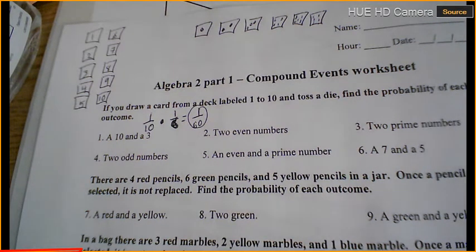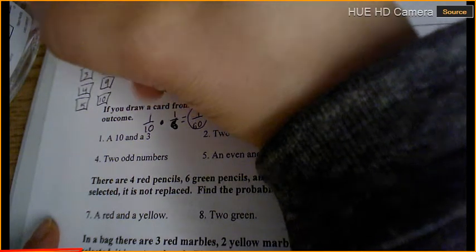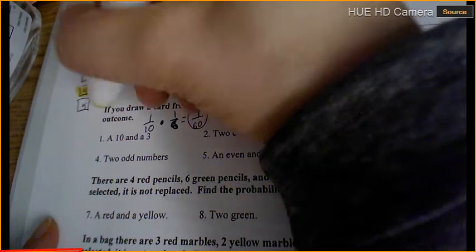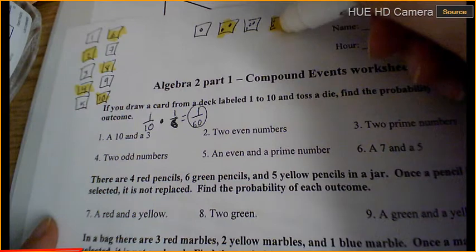Okay? All right. 2, even numbers. So let's talk about which ones of these are even. 2 is even, 4, 6, 8, 10. And then if I have my die, I have 2, 4, and 6.